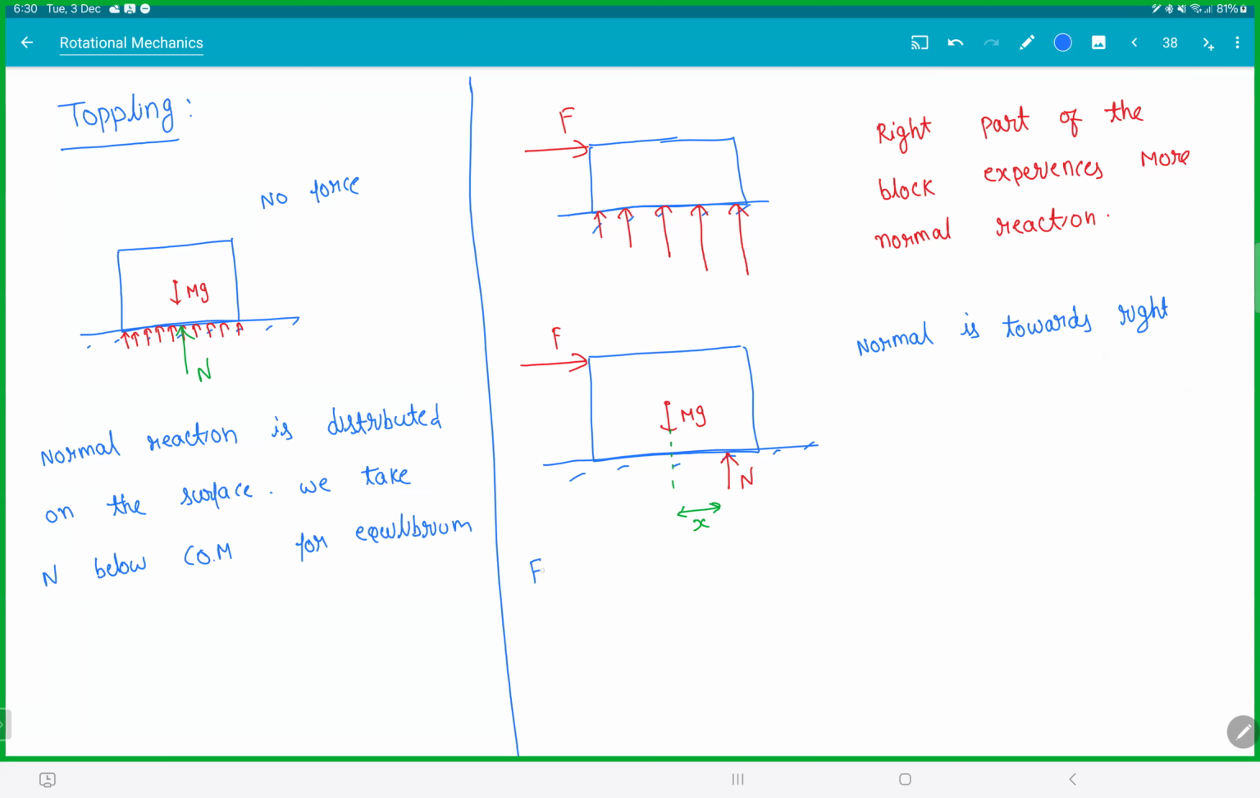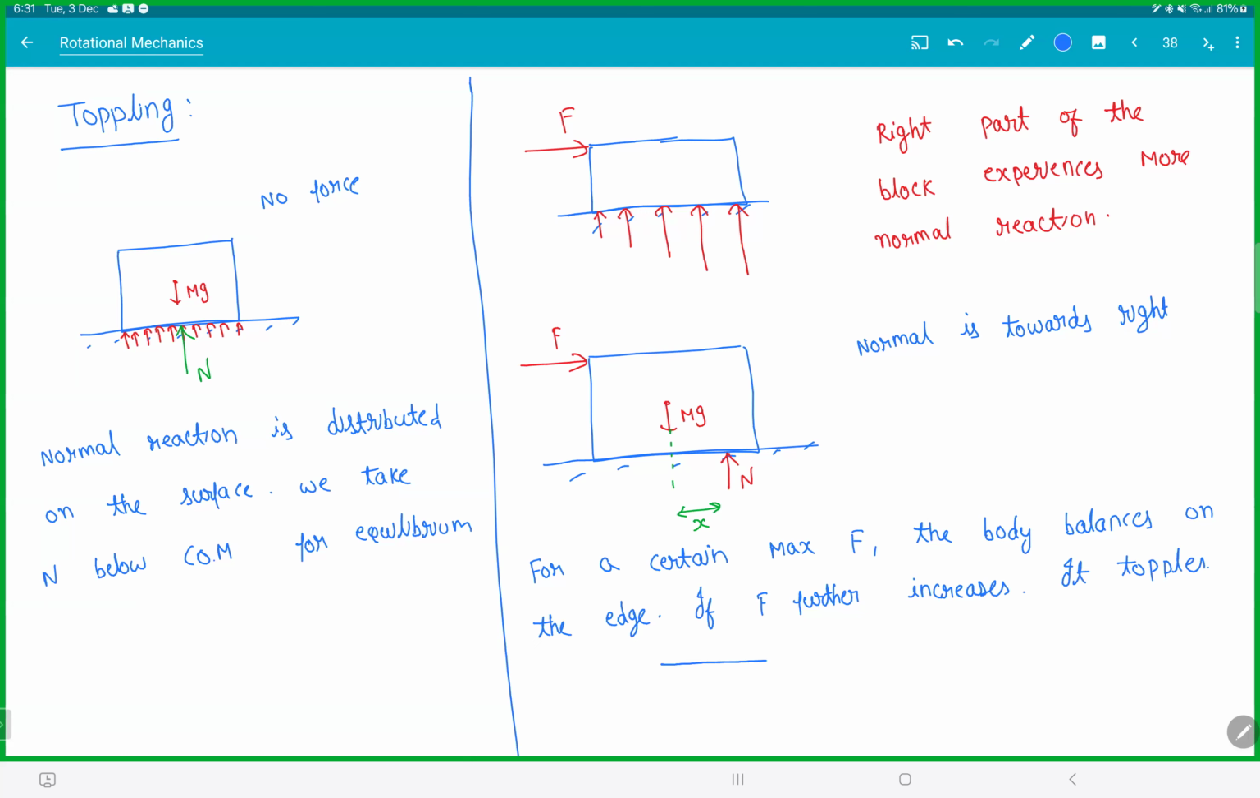Now what will happen if you keep on applying more and more force? What will happen? For a certain max F, the whole body balances on the edge. If you keep pushing more and more, the N will keep shifting. And if F further increases, it will topple. So there is a limit on how much force you can apply before this body will start rolling over. This phenomenon is called toppling.